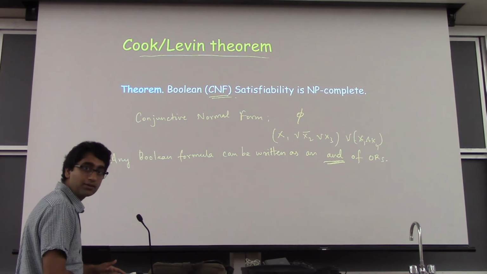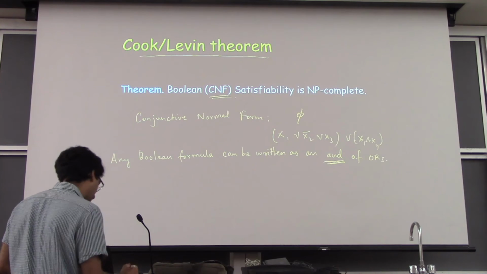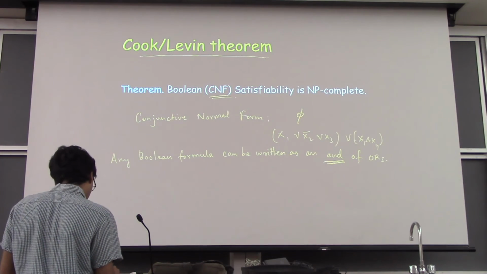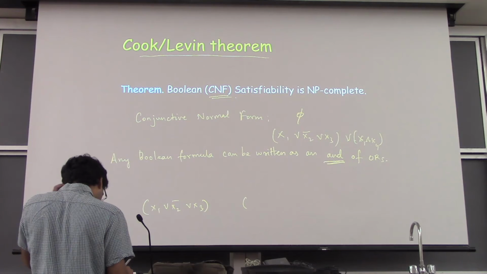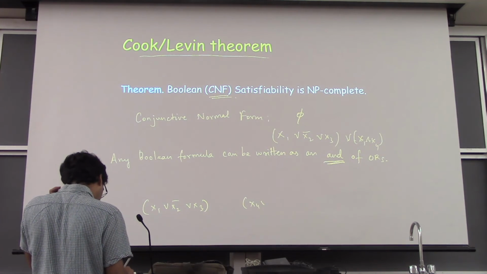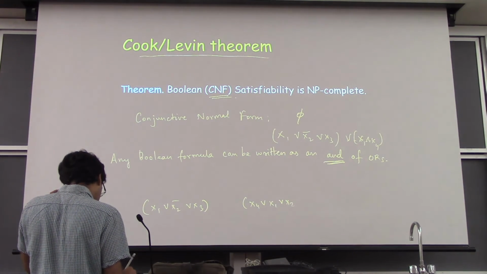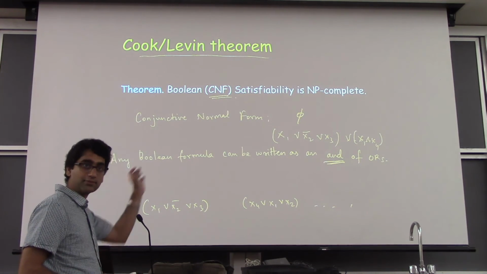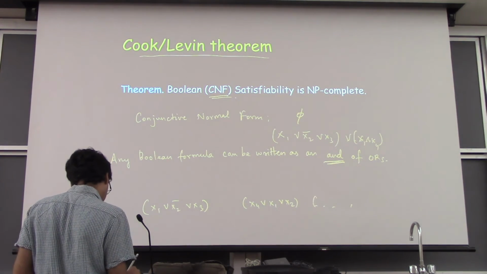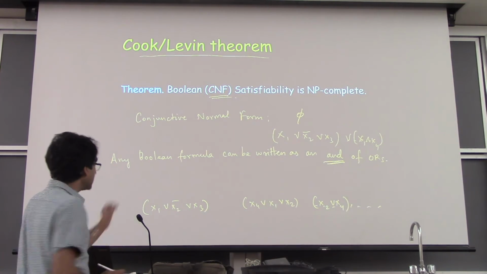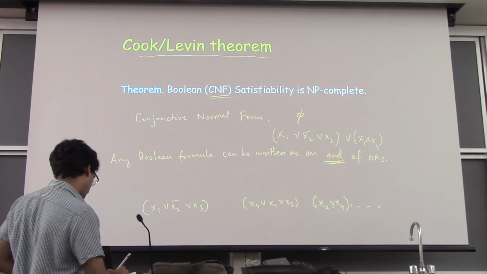So what does this mean? You have a formula, you have a bunch of ORs. So you have x1 or x2 bar or x3, and you have x4 or x1 or x2. You have a bunch of ORs like this, an OR of a bunch of variables. And you might have x2 or x4. And these different ORs are connected by AND.